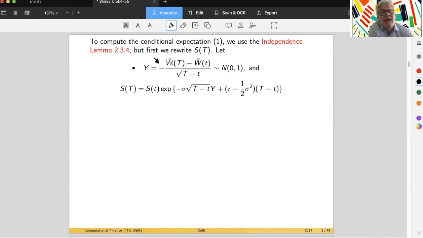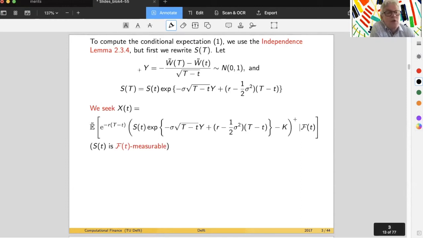So we replace W̃(T) − W̃(t) by Y times the square root in the expression. We end up with the stock value at capital T being the stock value at little t times e to the power minus σ times the square root of T − t times Y, plus the rest, which just remains there: (r − ½σ²)(T − t).